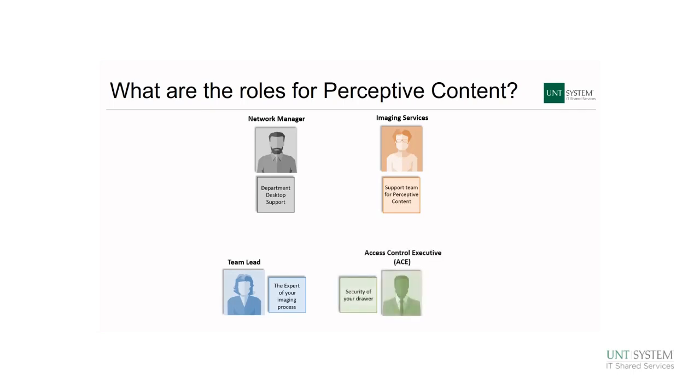Next is Access Control Executive, or ACE. ACEs are responsible for the security of your Perceptive Content system. Imaging Services follows the standard ACEs model within EIS. The third role on the functional side is your Records Management Representative, or RMR. RMRs are responsible for the retention schedule of your records, so knowing how long you have to keep them and making sure documents are disposed of accordingly.